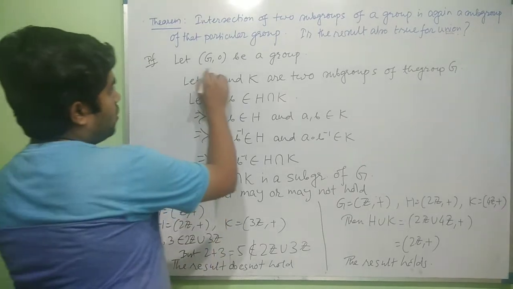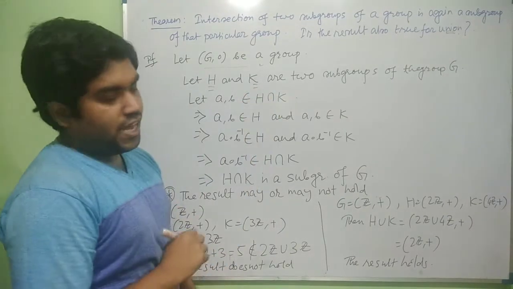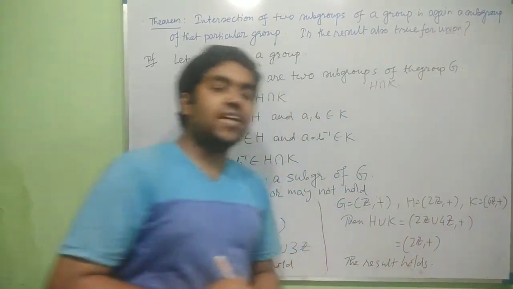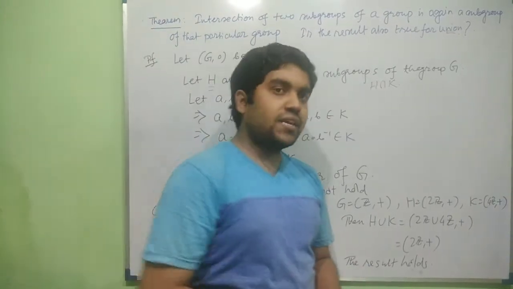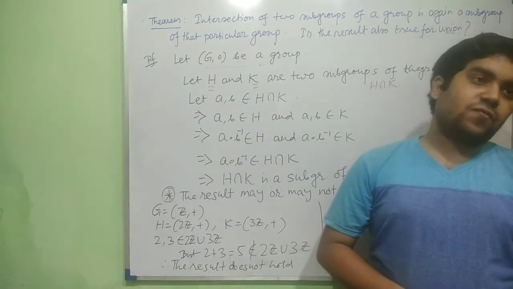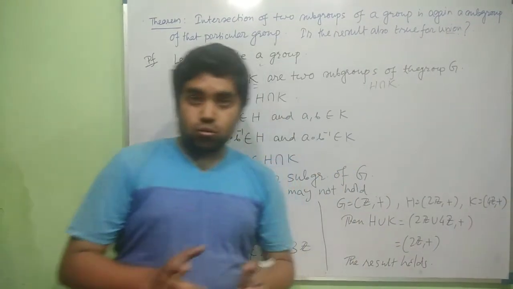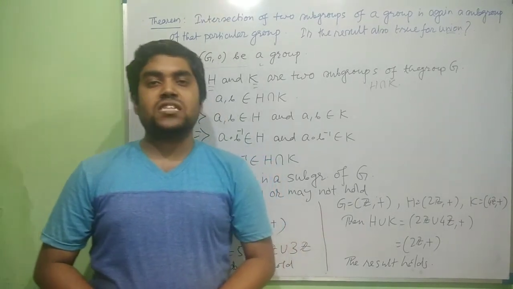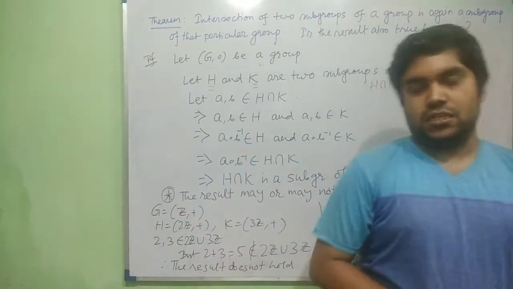We consider that G is a group and H and K are two subgroups of that group G. Now we have to prove that H intersection K is always a subgroup of the group G. For that, we have studied the necessary and sufficient conditions in the previous video. Two necessary and sufficient conditions were discussed there, but we are going to use the second theorem, the last theorem of that video, where we have studied only one condition of the necessity.